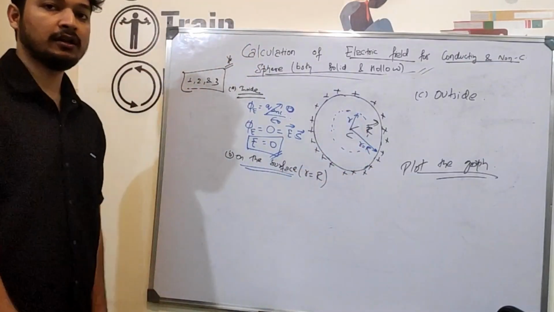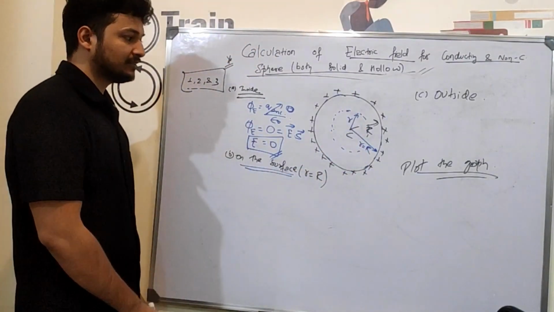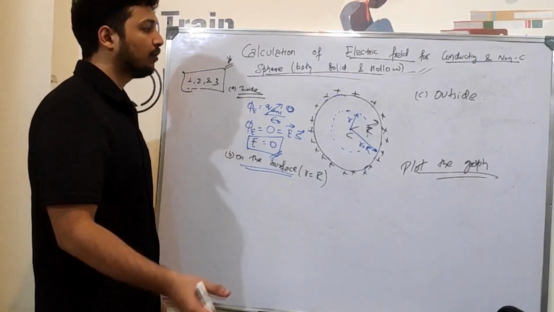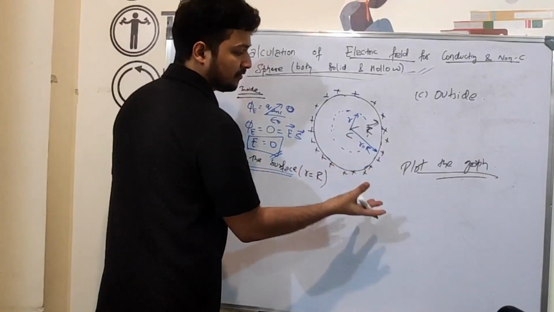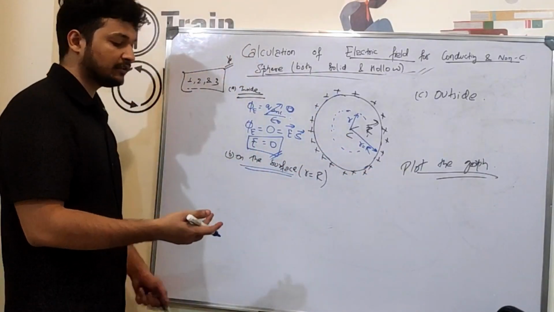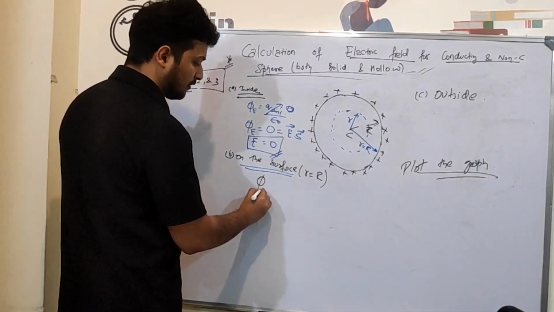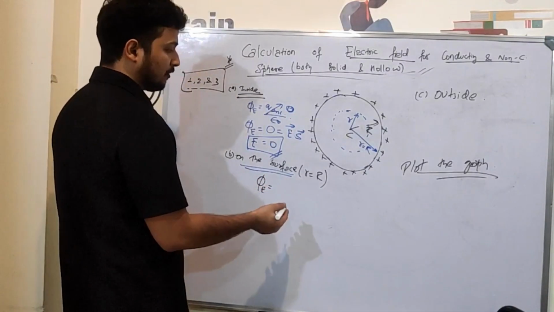Okay. Now you can see the value of charge enclosed by that Gaussian surface. How much charge do we imagine that this surface had? We initially imagined that the surface has a charge of Q. That means the value of phi, that is the value of flux, will be equal to what?